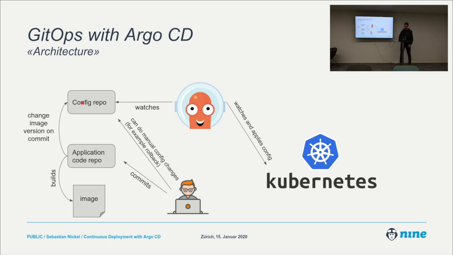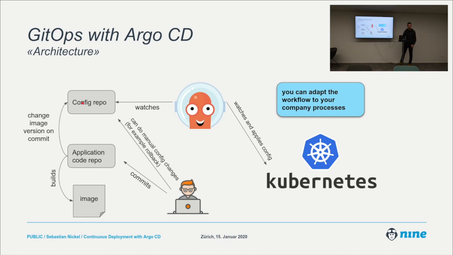But you don't have to. And that's also important, because you can adapt the workflow to your company processes. It might be that developers are only responsible for application code development, and someone else is actually responsible for which version runs on production. And then you don't need that automatic pipeline change in the config repo. You can also say, hey, in the pipeline, you just create a merge request or pull request, whichever Git provider you use. And then someone else basically merges that.